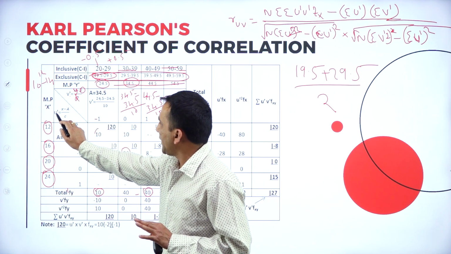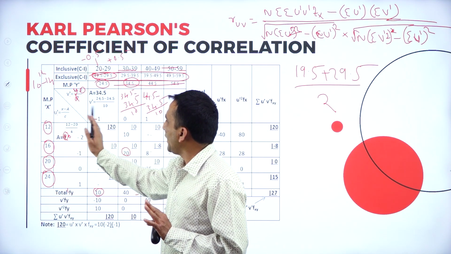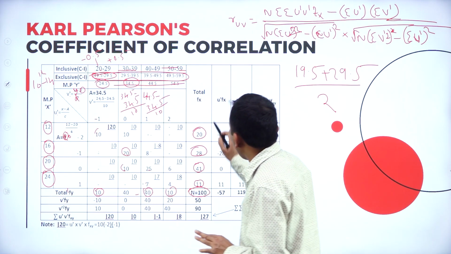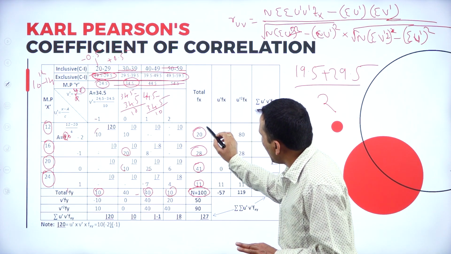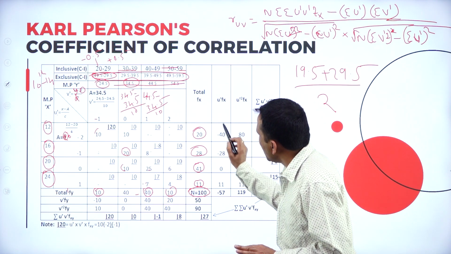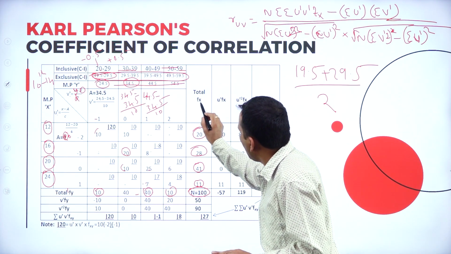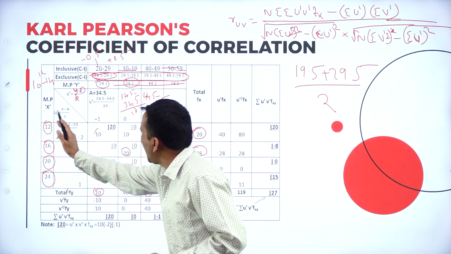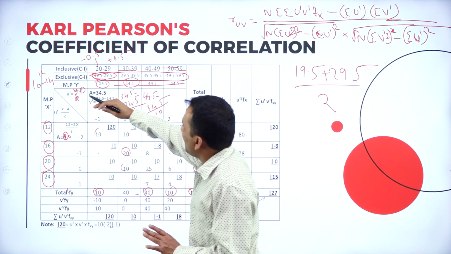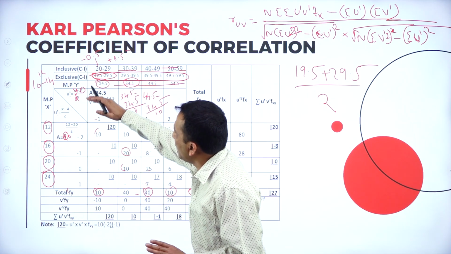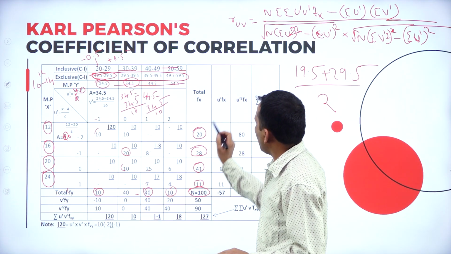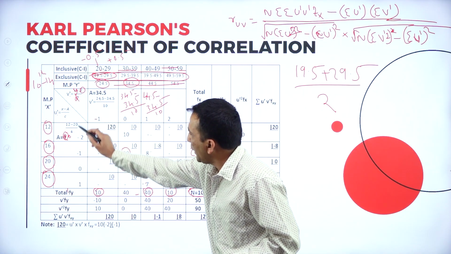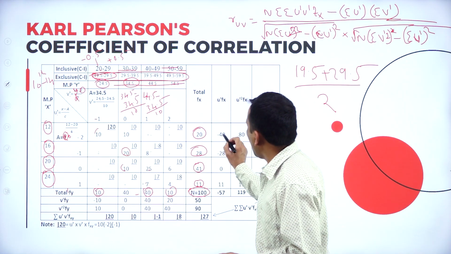Now moving to the next step. After finding V dash and U dash, what do we need to do? U dash along with the frequency we need to multiply. The frequency total we got already. How are we getting minus 40? We are multiplying with the U dash for the X series, and we are multiplying with the V dash for the Y series. We know the value for U dash.